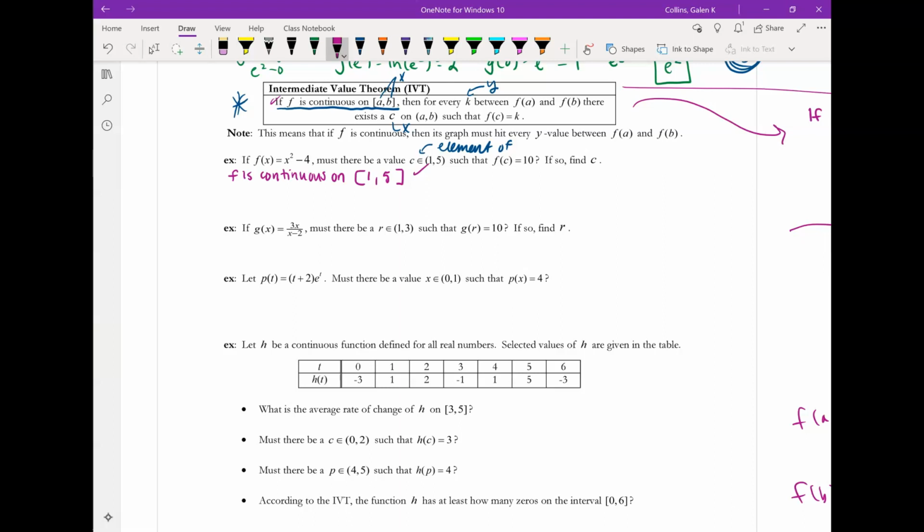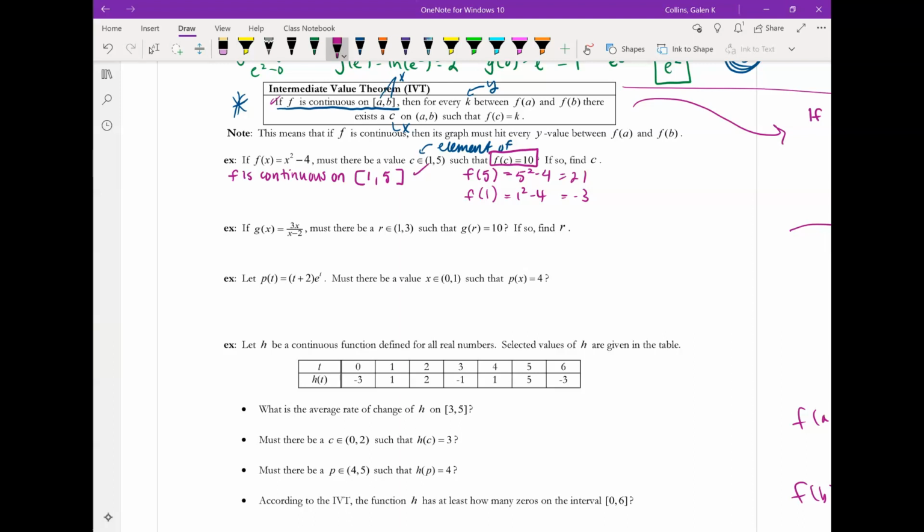So the conclusion involves us knowing what f of a and f of b are. So we need to know what f of 1 and f of 5 are. So f of 5 is 5 squared minus 4. So what? 25 minus 4, 21. f of 1 is 1 squared minus 4. So 1 minus 4, negative 3. So the question is, is this number 10 between negative 3 and 21? And it is. So between 1 and 5, there must be some value of c so that we get f of c equals 10.